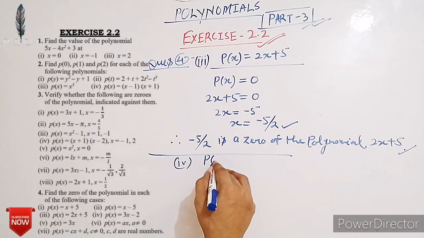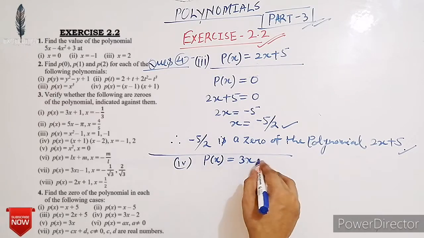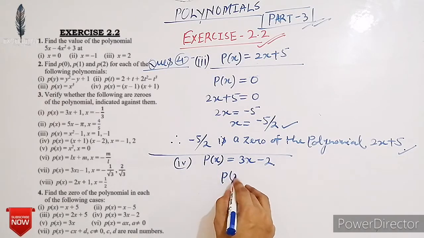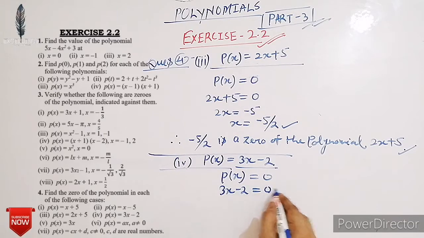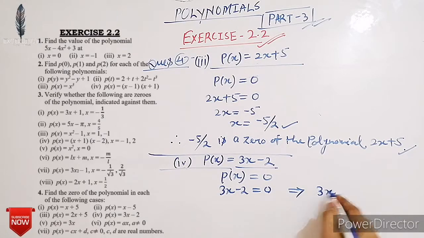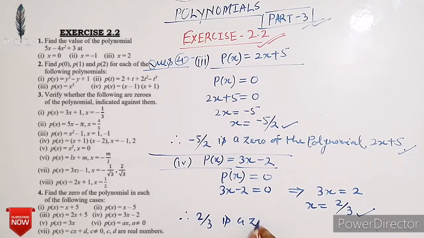Now next is P of x is equals to 3x minus 2. So here P of x is equals to 0. P of x is equals to 3x minus 2. So here 3x minus 2 is equals to 0. Then 3x is equals to 2. Then x is equals to 2 by 3. So here 2 by 3 is a 0 of the polynomial 3x minus 2.